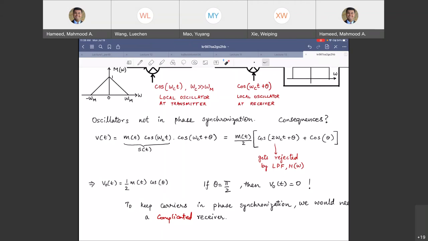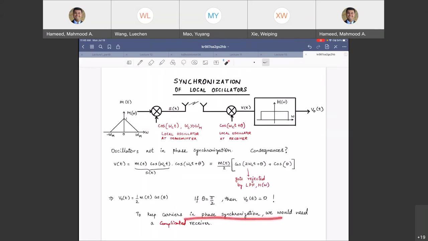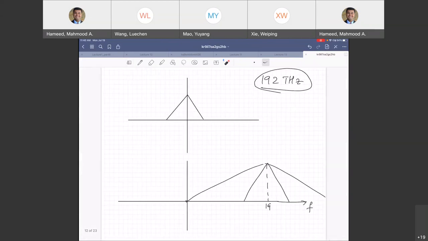So everything canceled out. If you're using the same carrier, but it is out of phase by 90 degrees, you are in trouble. You don't get anything. Forget the message. So to keep the phase in sync, we need a complicated receiver, essentially using phase lock loops. Okay, we talked about this.